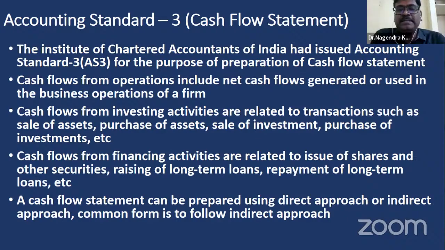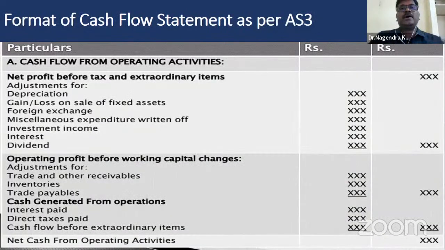That means we have to take the net profit earned during the year and make adjustments to the net profit during the year. So according to Accounting Standard 3, this is the format given for calculating the cash flow statement. First we have to calculate cash flows from the operating activities. Here we will add all the non-operating expenses and incomes, as we do in calculating funds from operations.